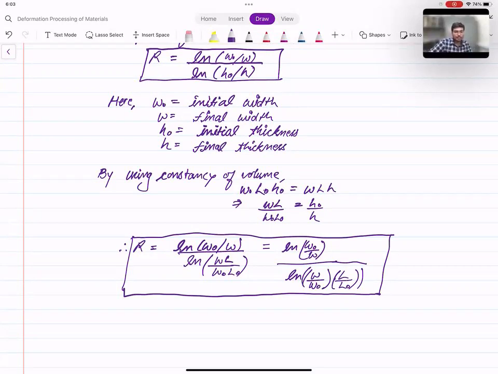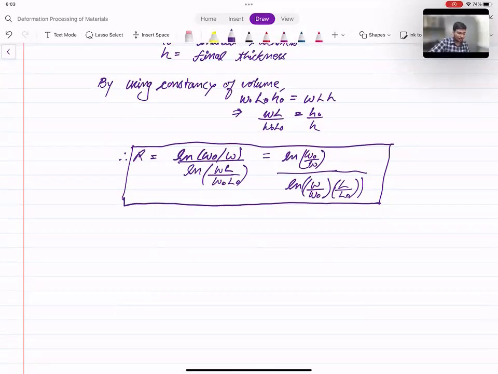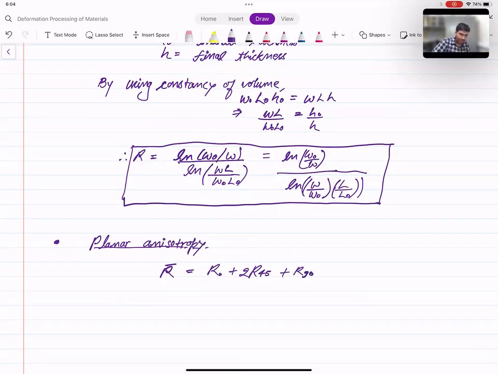Also, there is a term known as planar anisotropy, which is the averaged value for these normal anisotropy values taken along the 0-degree direction, at 0-degree angle, at 45-degree angle, and at 90-degree angle. Okay, so the planar anisotropy is given as R bar, which is nothing but the weighted average basically. So R naught plus 2 times R45 plus R90 by 4. Sorry.